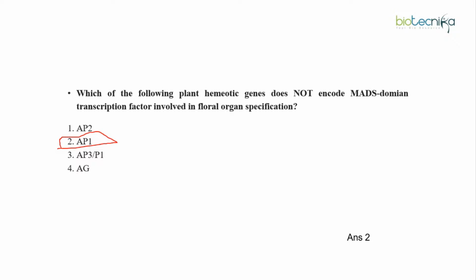So Apetala 1, Leafy, Agamous, they all function together. And Apetala 1 also functions here in the development of the floral whorls. Okay, so it has a role to play in the transition from vegetative to the inflorescence meristem to the floral meristem, and it also has a role to play in the ultimate transcription of the genes which are going to define the different whorls. Okay?